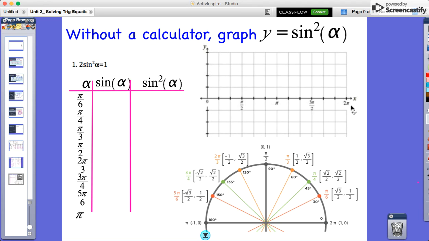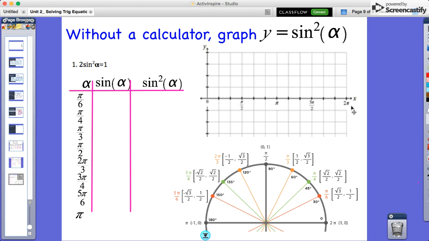So the very first thing that we're going to do to graph y equals sine squared of alpha is I took the values between 0 and pi on the unit circle and just plugged them in onto my table. Now we're going to evaluate sine of alpha for each of these. If I'm looking for sine on my unit circle, which value represents sine? The y value.